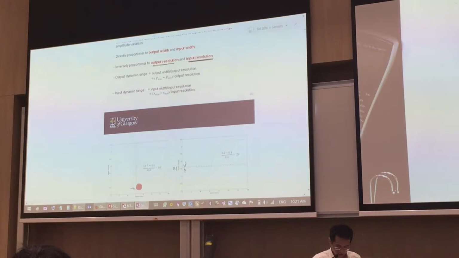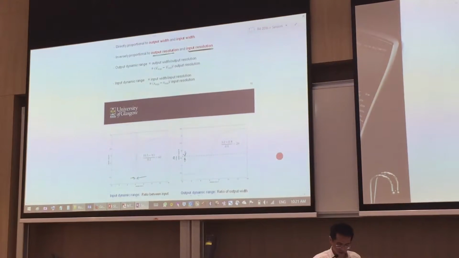On the input side, you have certain resolution as well. This one is about 0.2. Right, if you read that scale over here, it's about 0.2. And this is what we call the input resolution. That small bit of change that can be differentiated. If the change is too small, then you couldn't differentiate. So that is your resolution. And this one, output resolution.